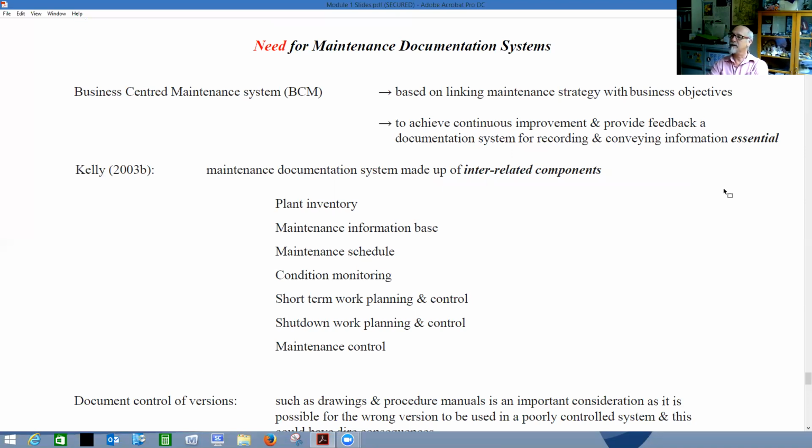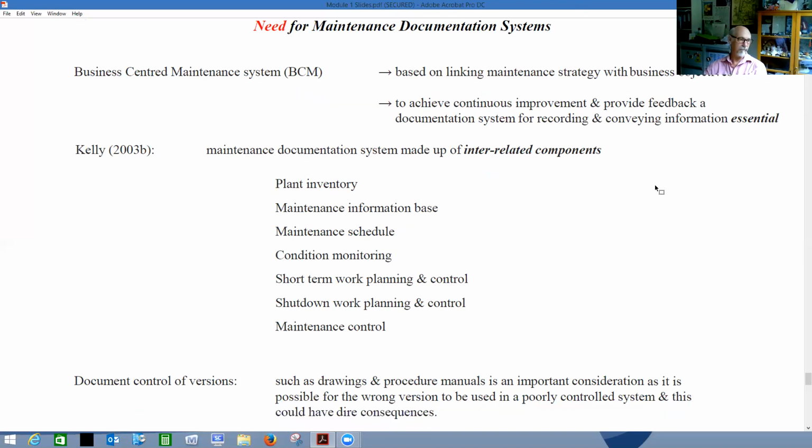Kelly talks about the maintenance documentation system being made up of interrelated components: the planned inventory, maintenance information base, maintenance schedule, condition monitoring, short-term work planning and control, shutdown work planning and control, maintenance control. And again, as I say, a lot of these things are computerized these days, but they are interrelated for obvious reasons. I can't have a shutdown if I don't have the appropriate timing for it to be done, if I don't have the appropriate stores, if I don't have the appropriate staff, whether they be external contractors coming in, and do it all lined up, etc., etc.